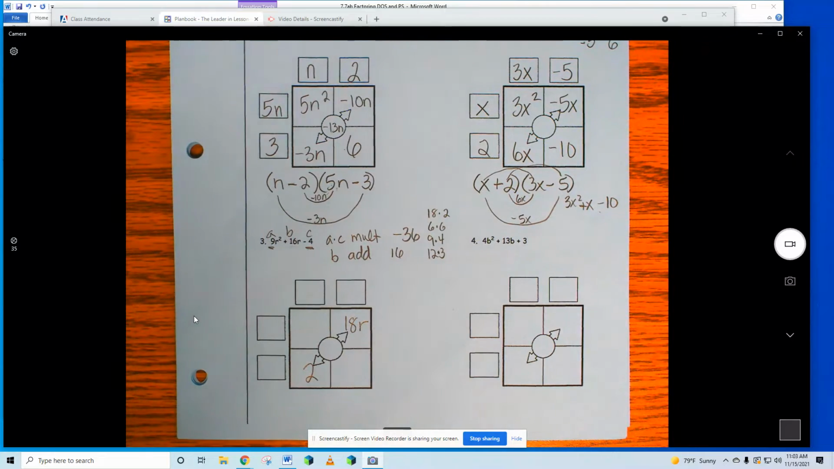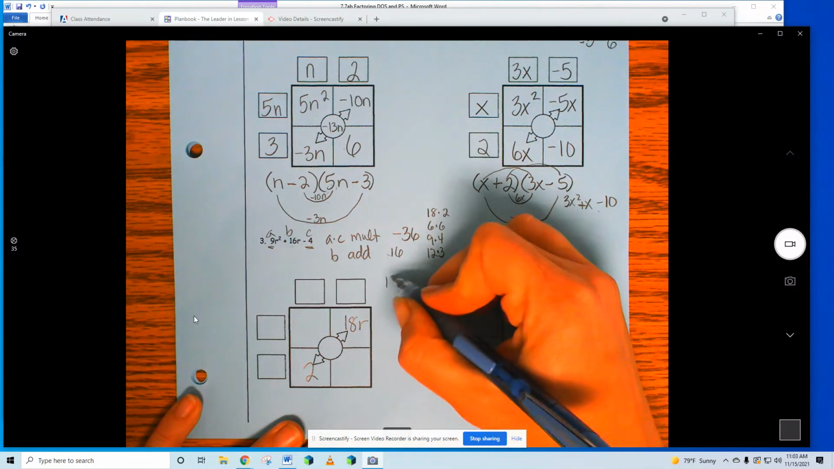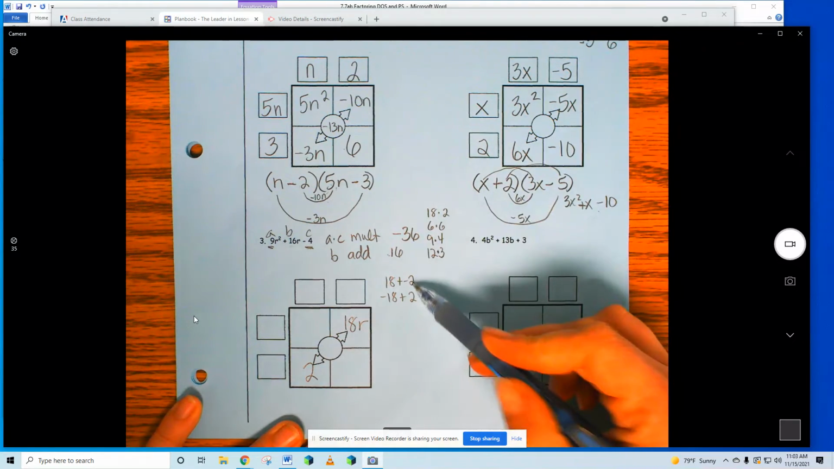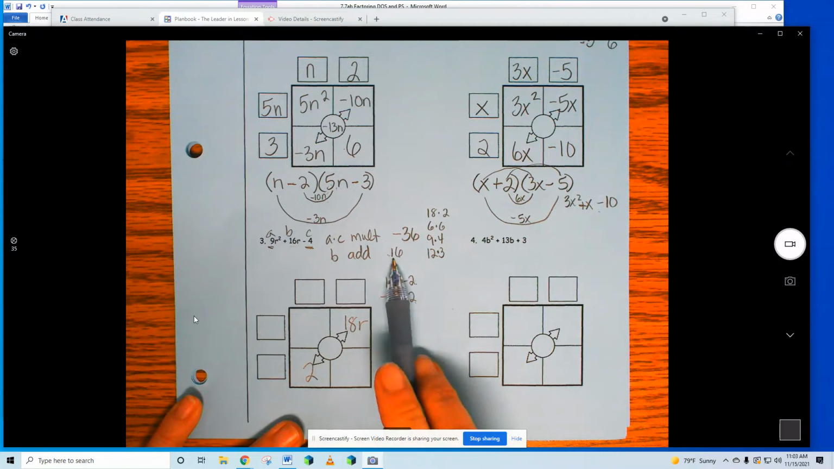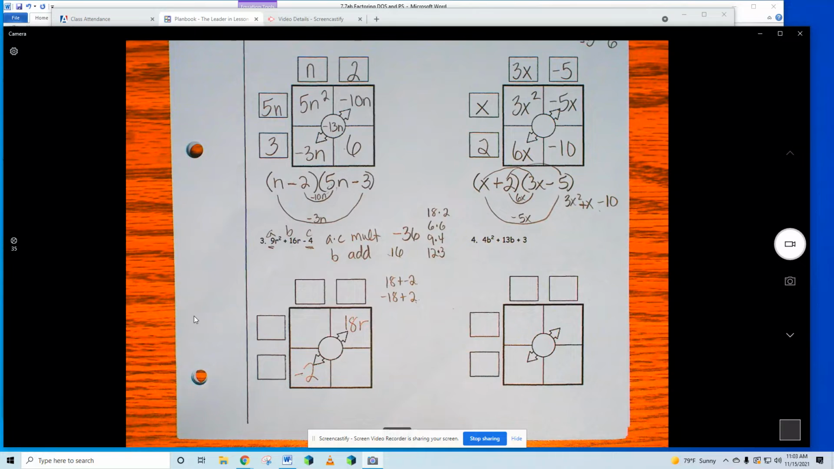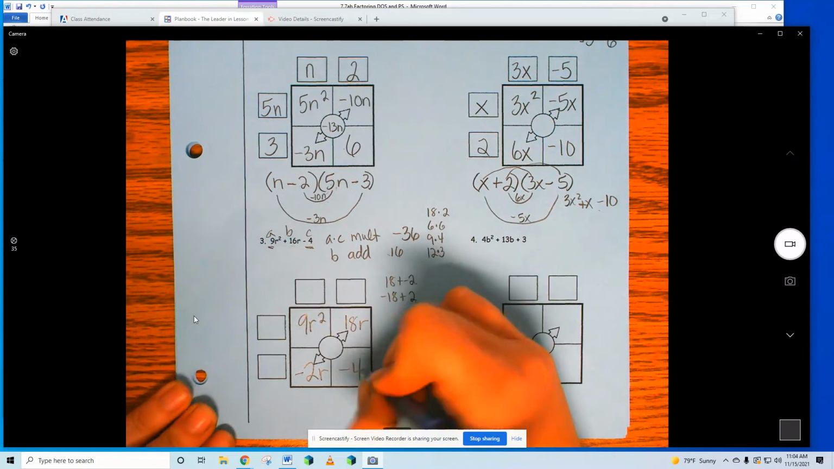But I want them to be a negative. Whoa. I want it to be a positive 16. Is that going to be 18 plus negative 2 or negative 18 plus 2? Which one of these is going to make a positive 16? 18 and negative 2. Good job. All right. The A, the first number just goes here, 9x squared. And the C, the negative 4, goes there.